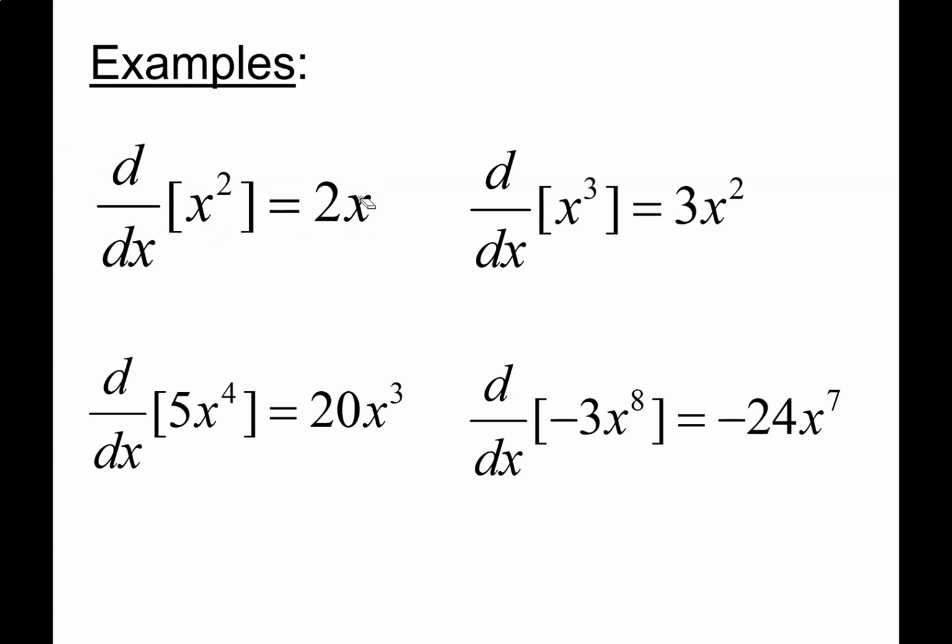But yeah. Again, why is it 2x? 2 goes to the front. Keep your x. Drop a power. There you go. Derivative with respect to x, x cubed. 3 goes to the front. Keep the x. Drop a power. Same deal here. 4 times 5, 20. X to the fourth becomes x cubed. Here, power to the front, 8 times negative 3 is negative 24. Drop a power, 7. That is how easy this power rule is, and it's pretty cool.